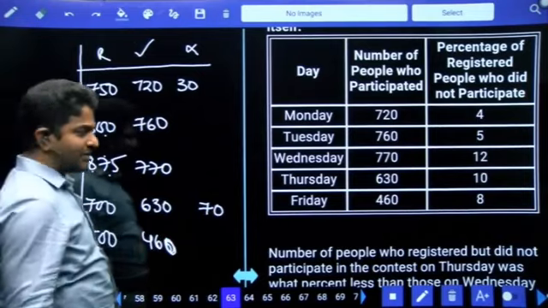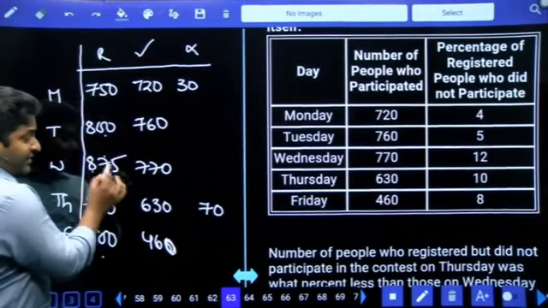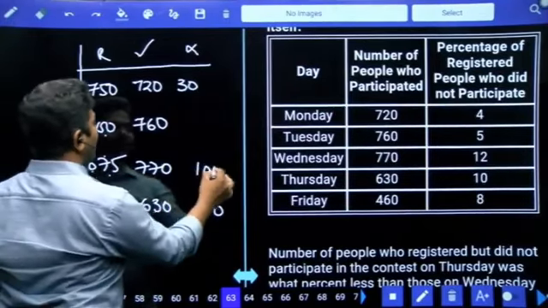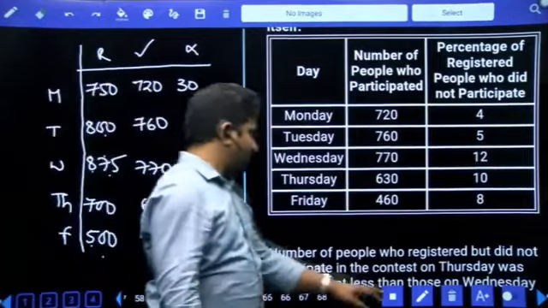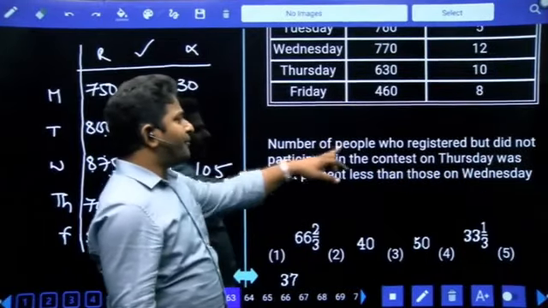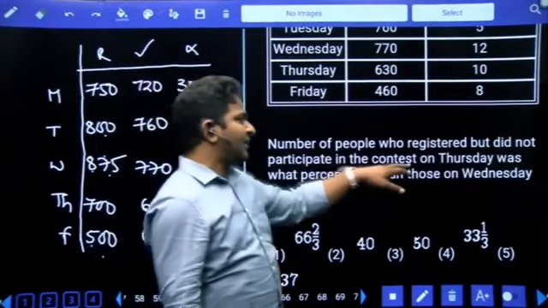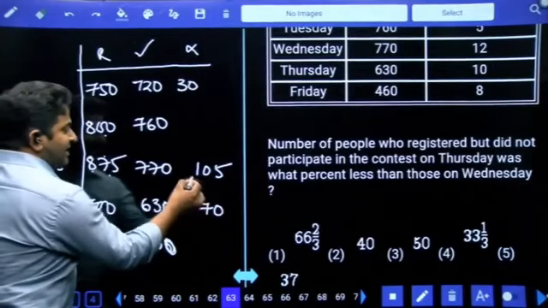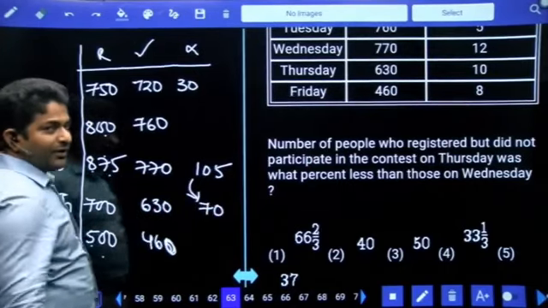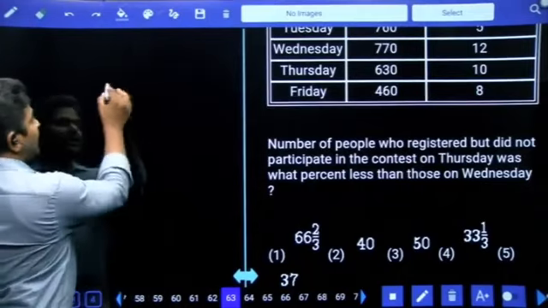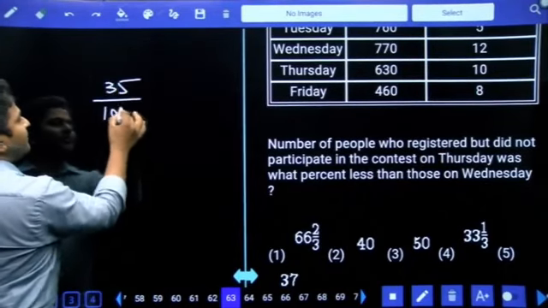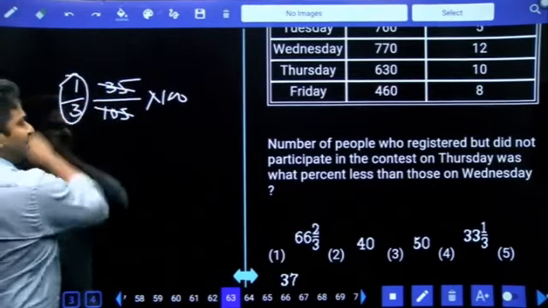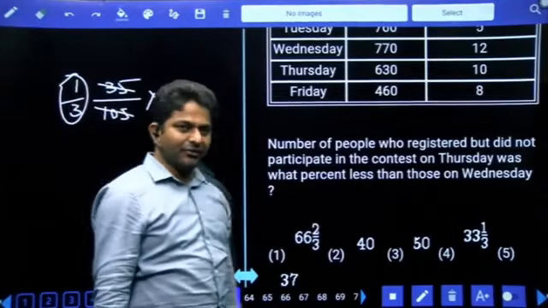First of all, you don't have to do this. Now Wednesday, out of 875, only 770 people have attended. Then not attended people are 105. Now your question is, the number of people who did not participate in the contest Thursday was what percent less than Wednesday? 70 is how much less than 105? 35 less. 35 less than 105, percentage into 100. 35 once, 35 3 times, 1 by 3, which is 33 1/3%, fourth option.